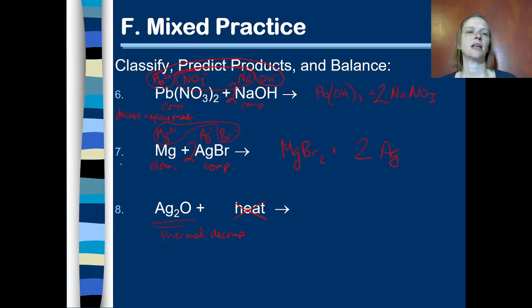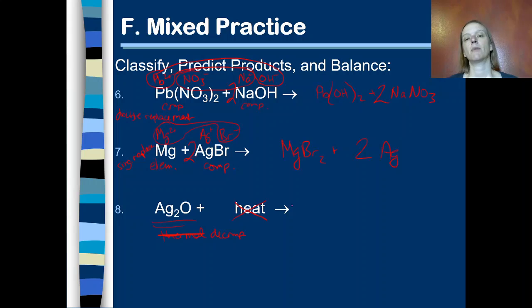And I just realized I didn't actually write down that this was a single replacement. But this is a thermal decomposition. So, I'm sorry, we haven't discussed that. Thermal just means it takes place in the presence of heat, but this is a decomposition reaction. And if I'm asking you to predict the products, it's just going to split into its separate elements.